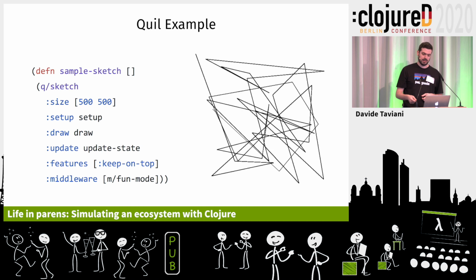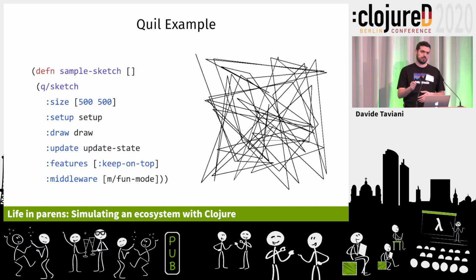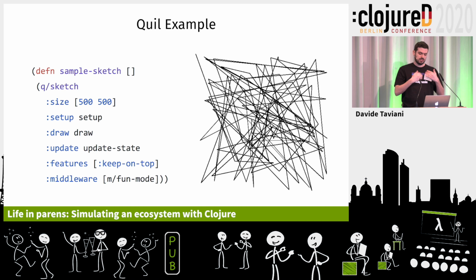And it's important to mention that we are not drawing one line at a time. At the first instant, we're drawing zero lines, 1 point, then we draw one line, then the drawing gets refreshed completely at every iteration.